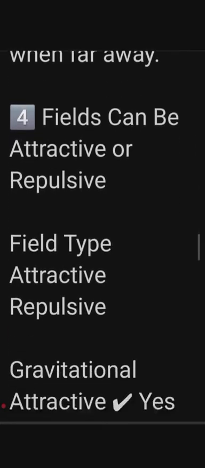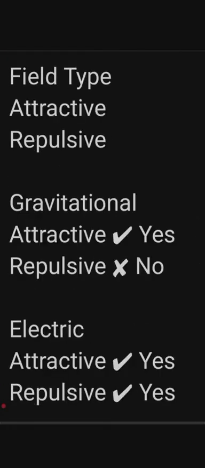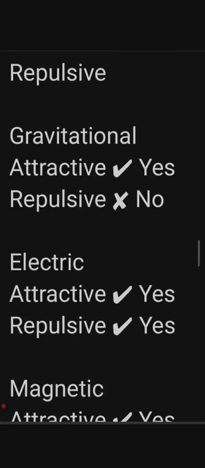Fields can be attractive or repulsive. So let's look at field types and see whether they attract objects or whether they repel objects. A gravitational field attracts objects. So that's why gravitational field acts towards the center of the earth. Gravitational fields do not repel objects. They only attract. They only draw objects towards the center. They act in one direction.